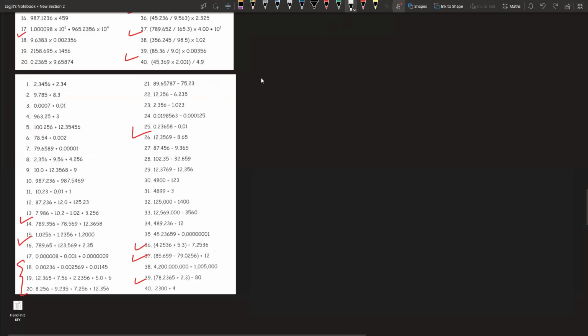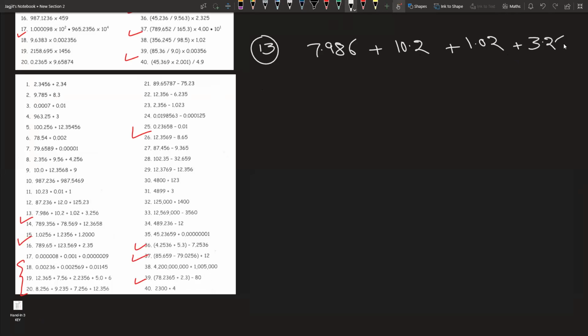All right, guys, let's have a look at these questions. Number 13 had 7.986 plus 10.2 plus 1.02 plus 3.256. As a first step, just punch it in the calculator. So you would have 7.986 plus 10.2 plus 1.02 plus 3.256. This gives you 22.462.